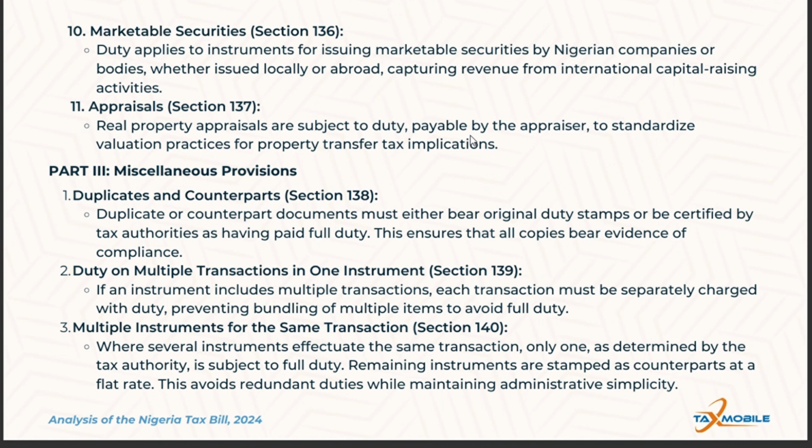Now we're going to be looking at duplicate and counterparts. That's section 138. Duplicate documents must either bear the original duty stamp or be certified by the tax authorities as duty paid. The objective of this is to ensure consistent enforcement across all copies of a document.